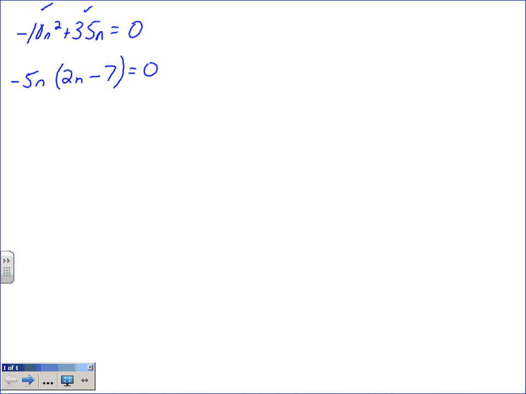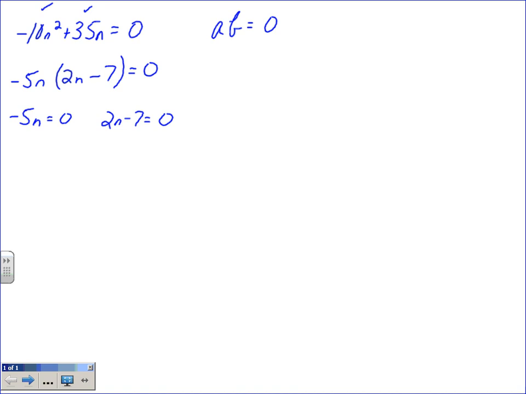Well, now, negative 5n could equal 0. Remember that one thing we said the other day, that we have this product property that says if AB is equal to 0, then one of them has to equal 0, one or both. So either negative 5n has to equal 0, or 2n minus 7 has to equal 0. And we want to solve these equations.